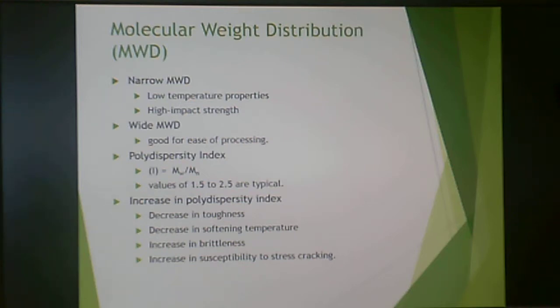When it comes to molecular weight distribution, that is important as well. A narrow molecular weight distribution tends to give better low temperature properties and higher impact strength. A wider molecular weight distribution is good for ease of processing. It starts to soften and melt at lower temperatures. And once again, how do we determine molecular weight distribution? Well, that is your polydispersity index. So your weight average molecular weight divided by your number average molecular weight. For your typical synthetic polymer, your PDI, polydispersity index, is 1.5 to 2.5. So as you increase your polydispersity index, in other words, you widen your molecular weight distribution, you get a decrease in toughness, a decrease in softening temperature, an increase in brittleness, and an increase in susceptibility to stress cracking.